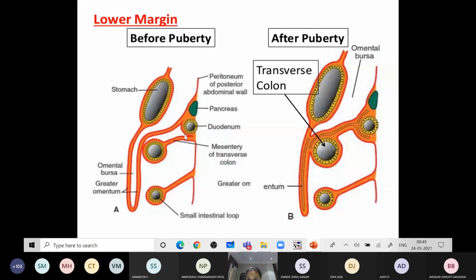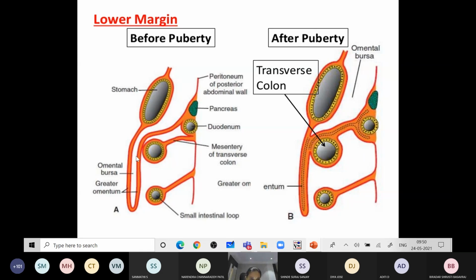This layer and this layer fuse with each other, and the space is obliterated. Initially, there is a space between the greater omentum and the transverse colon and mesocolon; they are separated. There is a space in between. Later, this fourth layer fuses with the upper layer of the transverse mesocolon, and because of zygosis, the two layers get attached with each other.